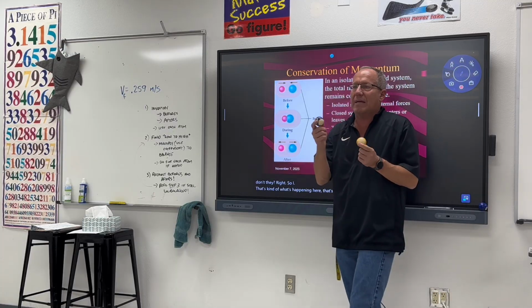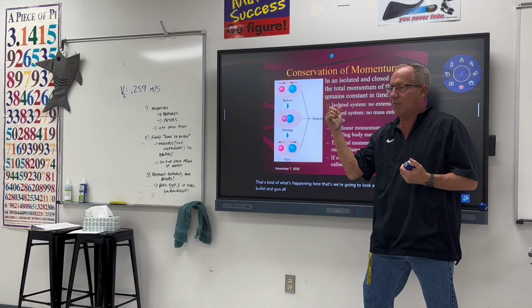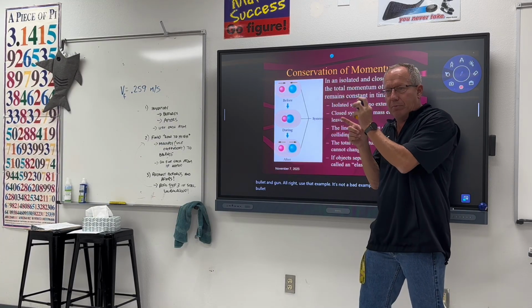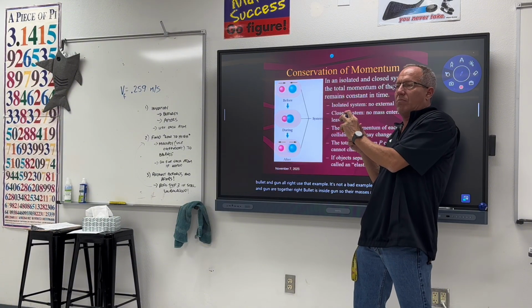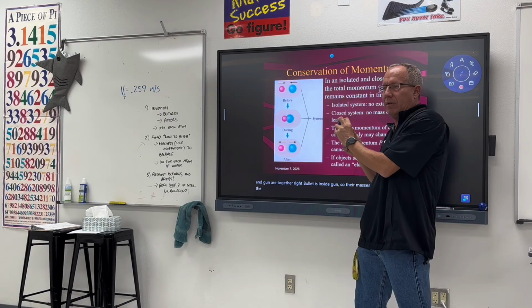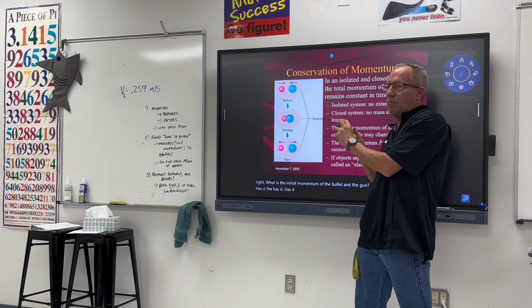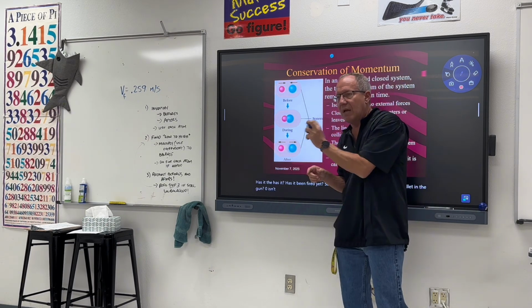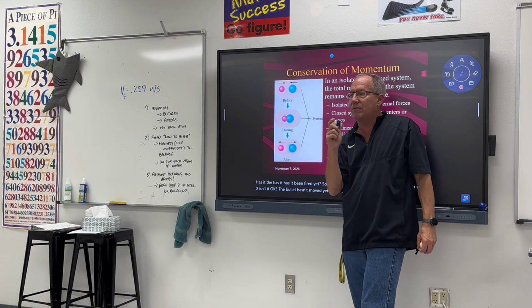So, classic case, bullet and gun. I use that example, it's not a bad example. The bullet is inside the gun, so their masses are combined. What is the initial momentum of the bullet and the gun? Has it been fired yet? So what's the initial momentum of the bullet and the gun? Zero, isn't it? The bullet hasn't moved yet, and the gun hasn't moved yet. So the total initial momentum is 0.